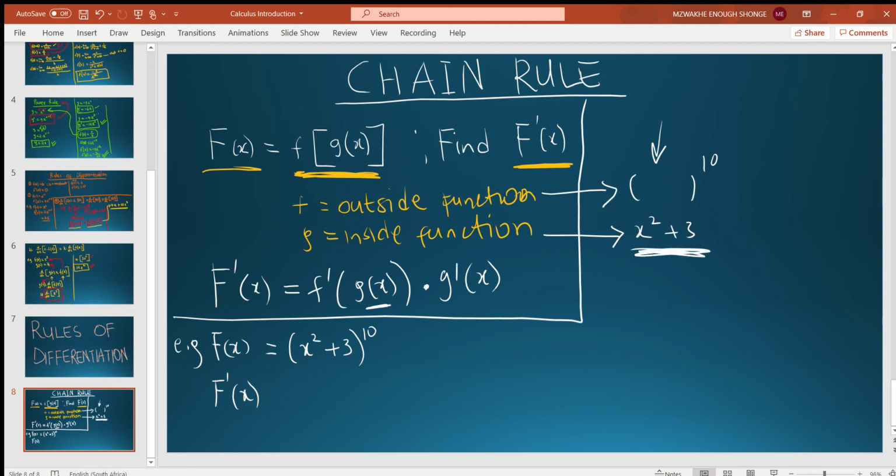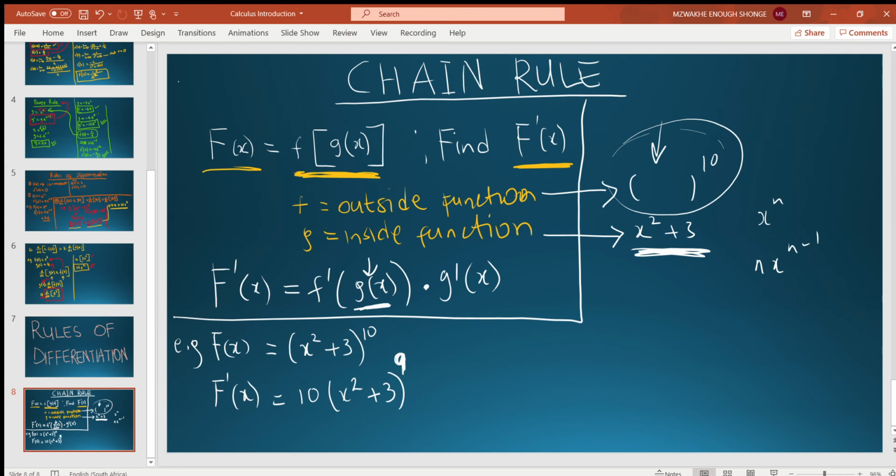So you're going to differentiate the outside function. Remember, if you have something to the exponent n, you will say n times that something to the exponent n minus 1. So let's apply the rule. You have 10, and you leave the inside as it is, x squared plus 3. What is 10 minus 1? It is 9. So you are done with the outside function.